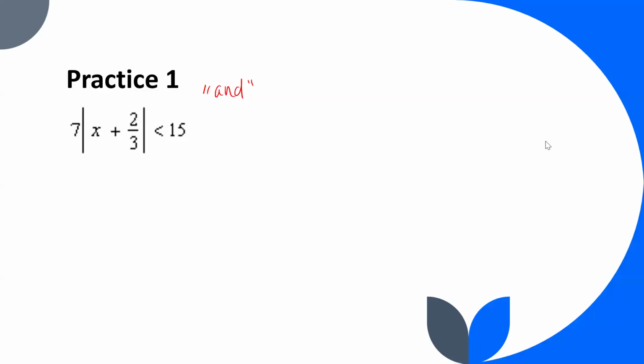So on here, what was the first thing you should have done? Divided by 7. So you divided by 7, which leaves you with the absolute value of x plus 2/3 is less than 15/7. Because remember, fractions are our friends. We don't try to change our friends, let them be them.